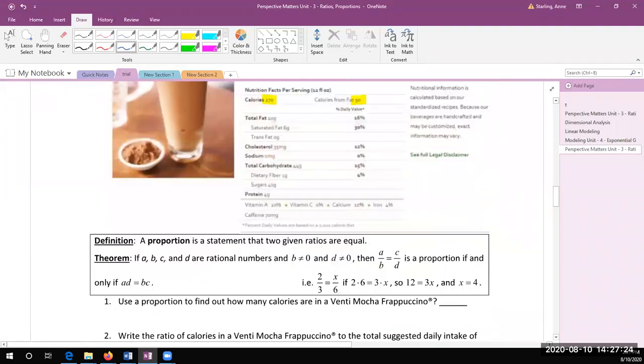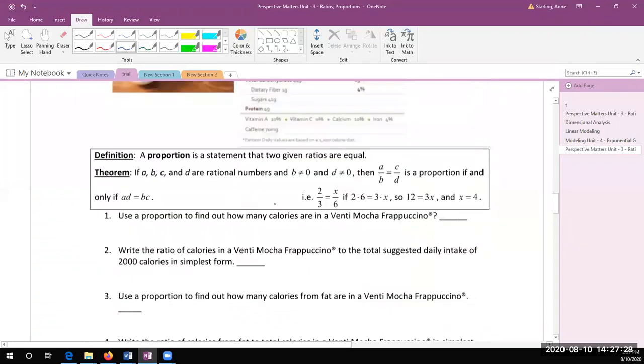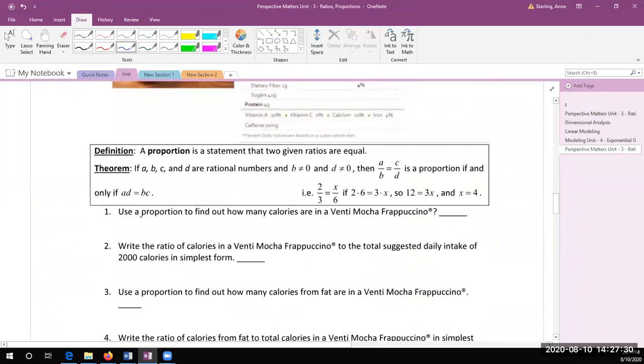So as I go through this one, a proportion is going to be a statement where two given ratios are equal. So for 1 and 3, it asks for a proportion. So we're going to set two ratios equal. 2 and 4, though, just ask us for ratios, meaning we're just going to have a reduced fraction as our answer. So for this first one, it's how many calories would be in a venti?